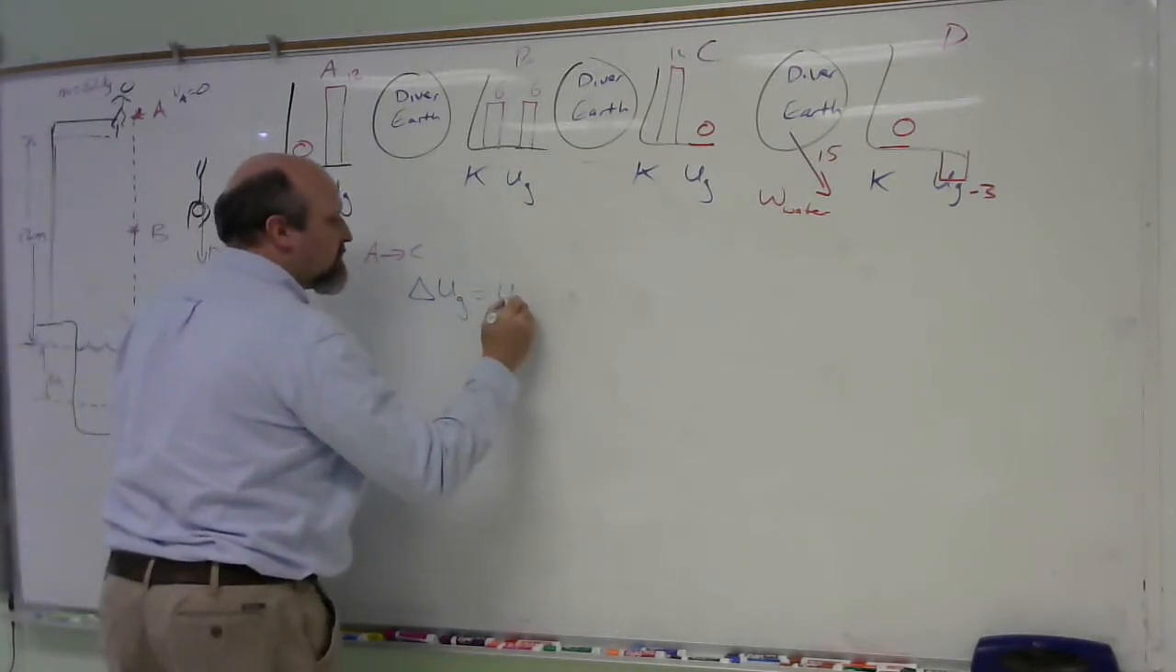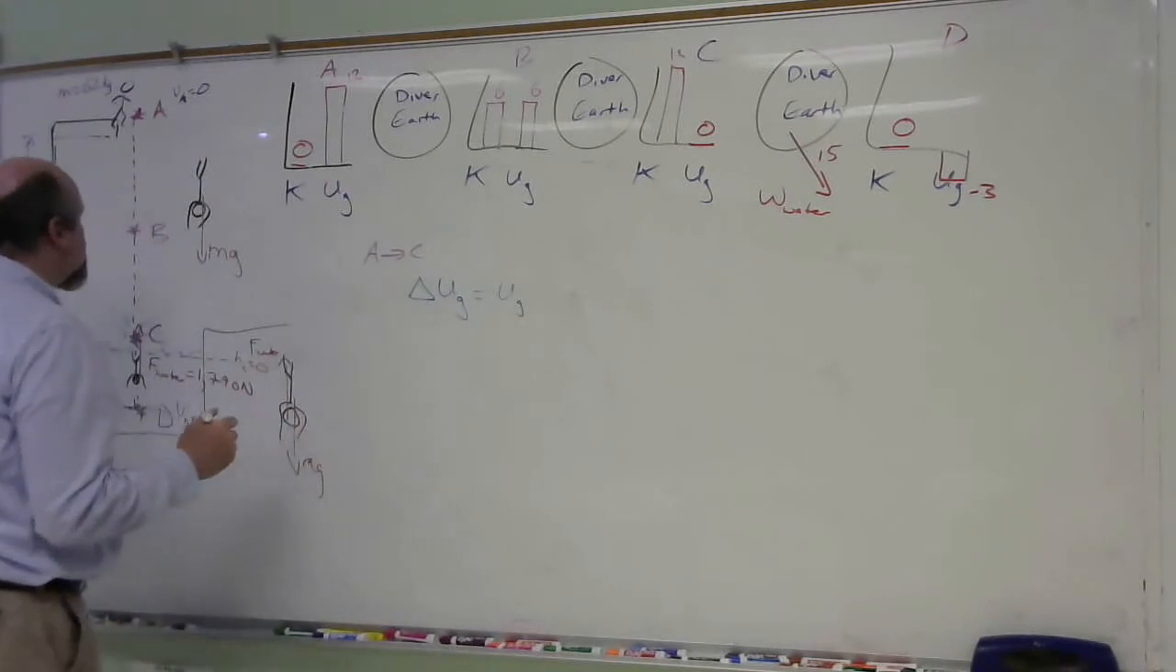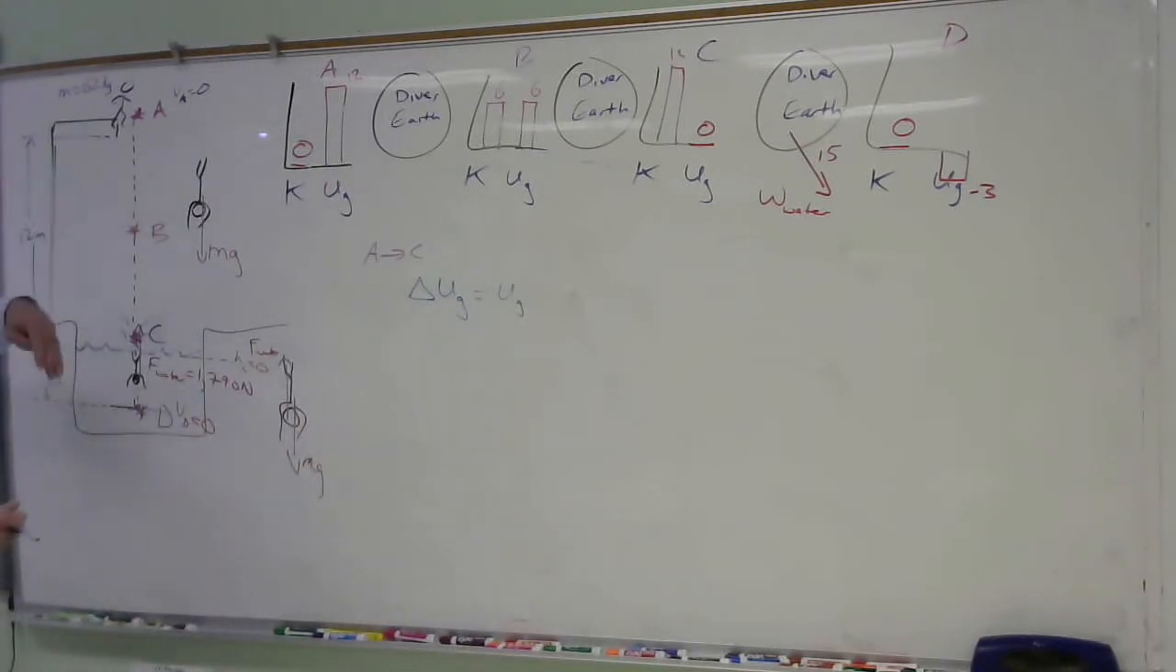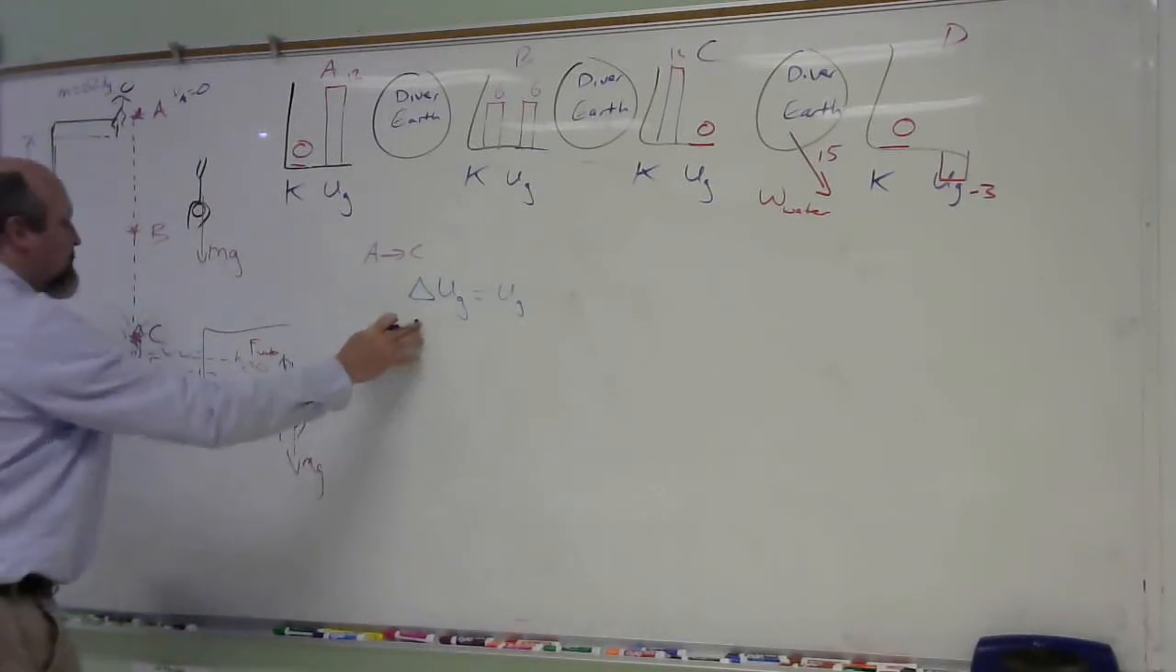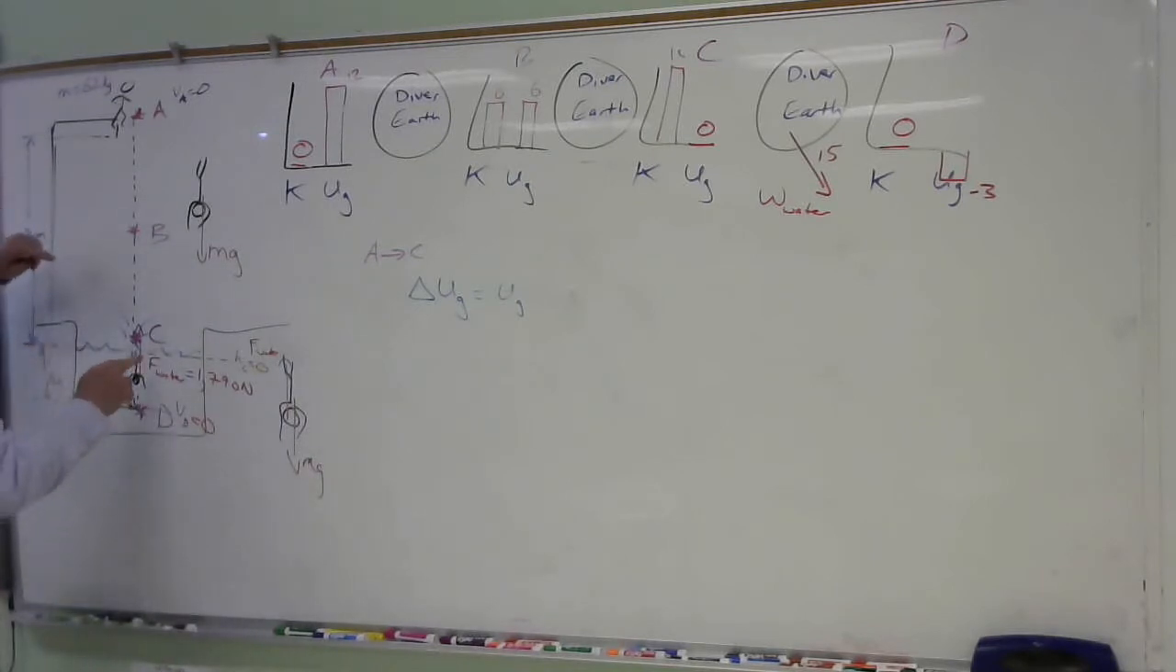That's going to be my UG. Now, I'm going to do a final minus initial for a delta, right? We're going to analyze here going from A to C. So at C, that's the final. At A, that's the initial. But later on, we're going to do a calculation from C to D, and so C will then be the initial, and D will be the final.